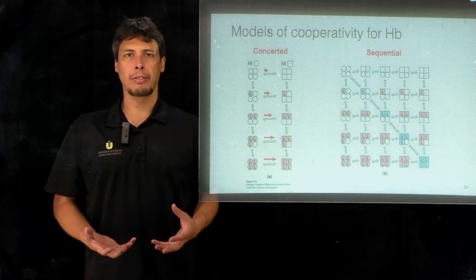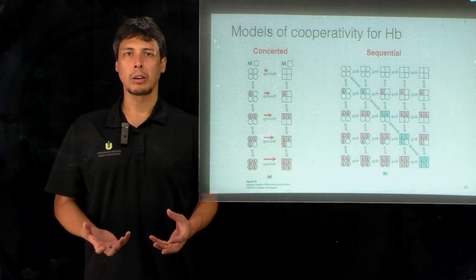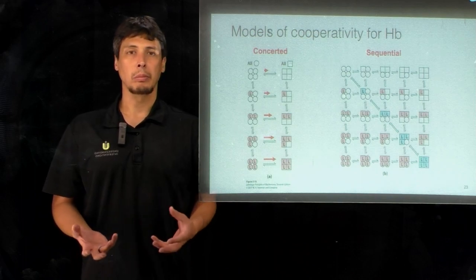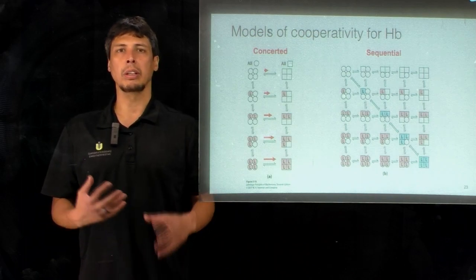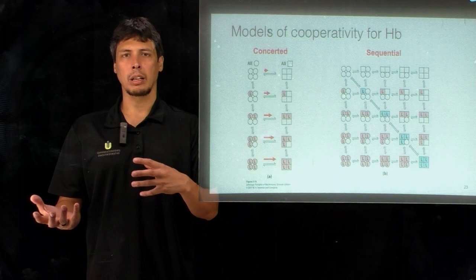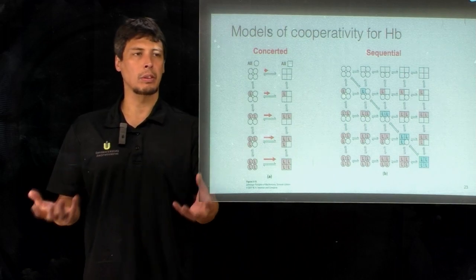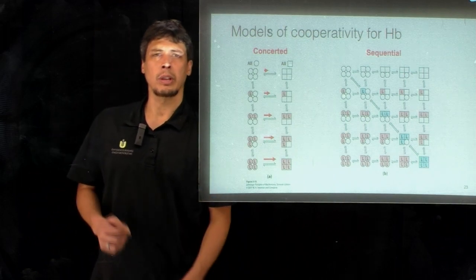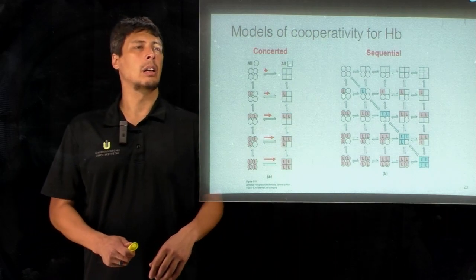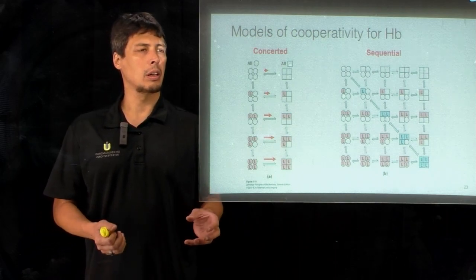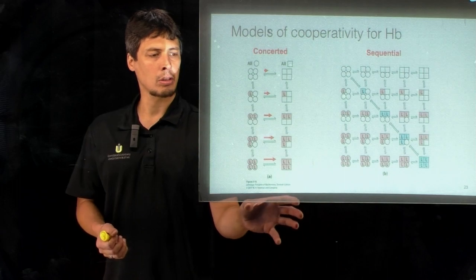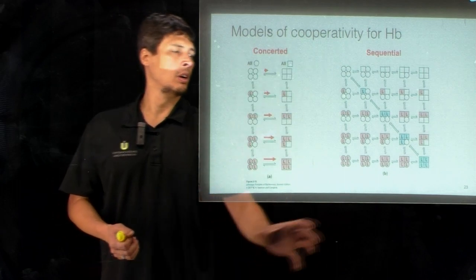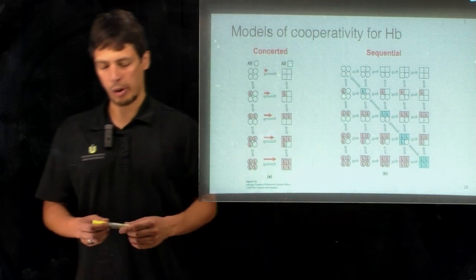So now that we have a mathematical model, we have to figure out what this actually means in terms of the structure of the protein and how the structure of the protein is conferring this function. And so we can think of this in one of two ways from the math. We can either think of this as the concerted model, which is shown here on the left, or the sequential model, which is shown here on the right.